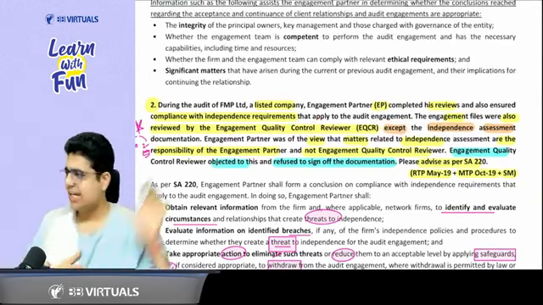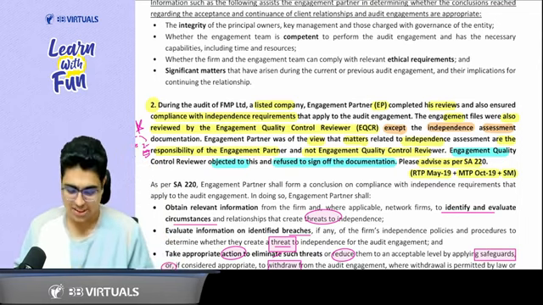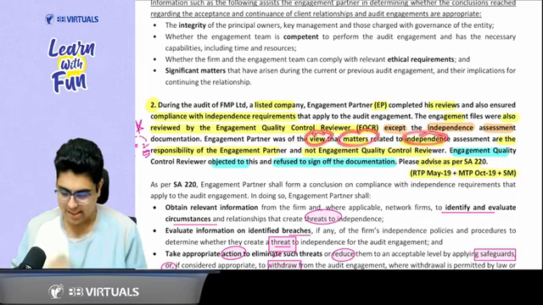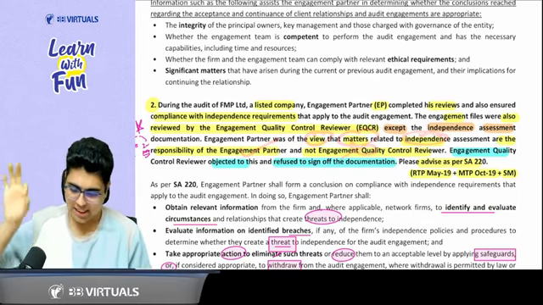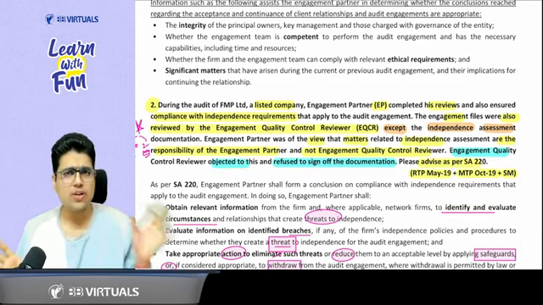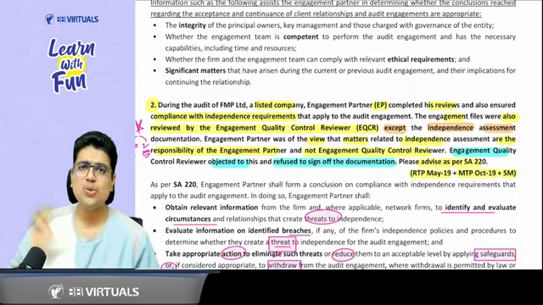Now tell me one thing, independence was the first thing that EQCR was required to review. The engagement partner was of the view that matters of independence are the responsibility of the partner, not of EQCR. EQCR objected and refused to sign the documentation. So who is right, engagement partner or EQCR? EQCR is right. But sir, writing this is not enough. How do you need to frame the answer?